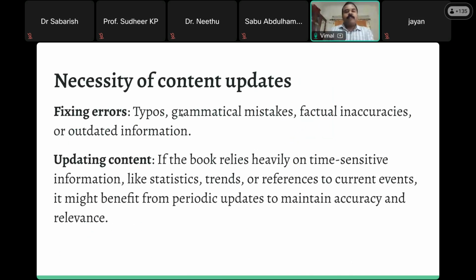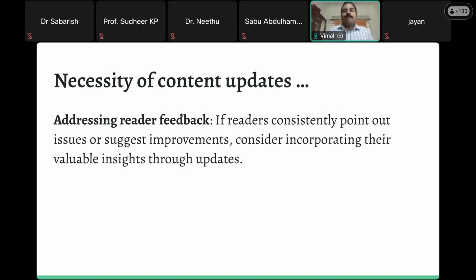And we have to incorporate fixes for errors, grammatical mistakes, typos, factual inaccuracies or outdated information. Then some time-sensitive information, we have to update it. So for many reasons it's necessary to update the content. It's not possible with the traditional method of book publishing. Then addressing readers' feedback. These days, readers can easily approach the author through social media and other channels. After reading the book, the readers inform the authors regarding suggestions and improvements required. Based on that, he can form ideas and add more to the content. These things are not possible with the traditional mode.